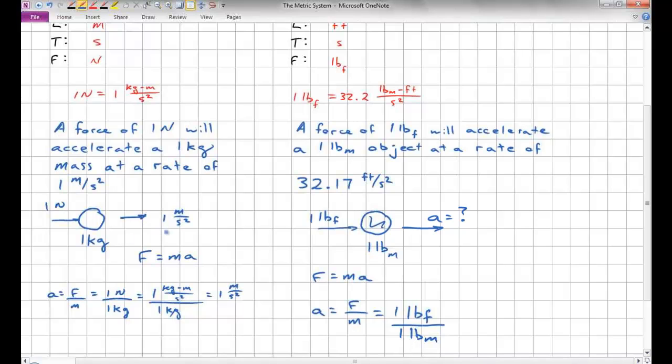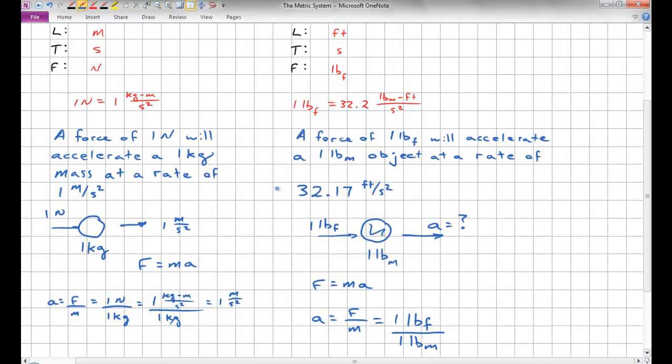And the fundamental difference between these two systems is that in the metric system we're defining 1 Newton based on our definitions of kilograms, meters, and seconds squared. So it's real simple. We've got 1 kilogram meter per second squared. We're going to define a Newton around these quantities. In this system, it's a little bit backwards, though.